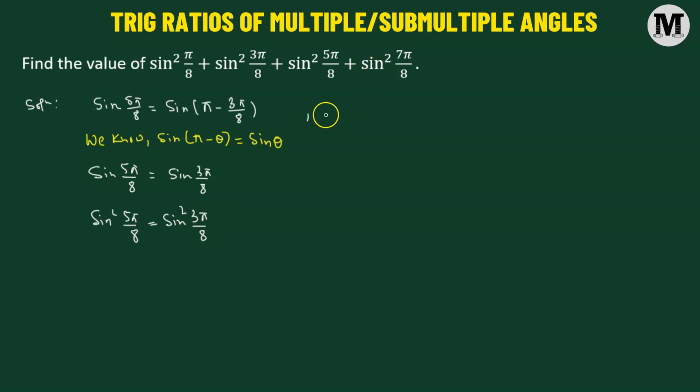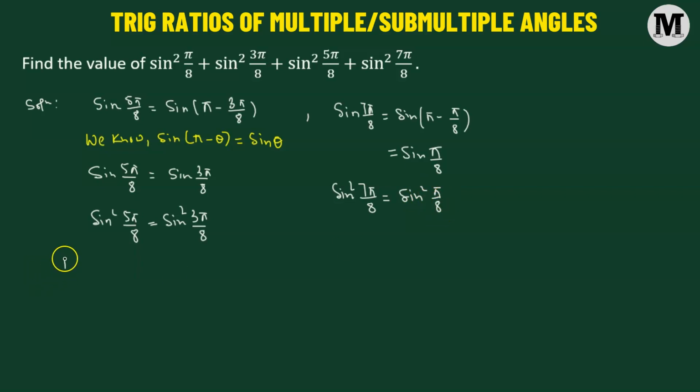Coming to the fourth term, here we will start with sine 7 pi over 8. Now, 7 pi over 8 can also be expressed as pi minus pi over 8. The benefit of writing in this fashion is that sine of pi minus pi over 8 will become equivalent to sine pi over 8. And when we square both sides, we are going to get sine squared 7 pi over 8 equivalent to sine squared pi over 8.